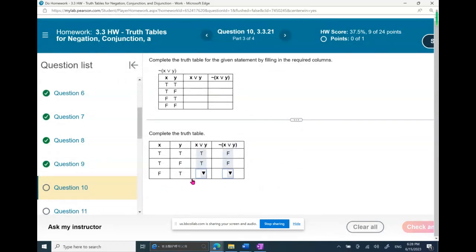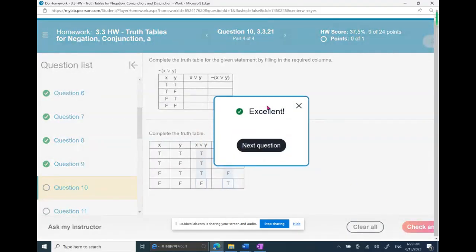Case 3. When the first component is false and the second component is true, the disjunction is still true, because at least one being true makes the disjunction true. And the negation is F. Last case: the disjunction is false, because both X and Y are false, right? For a disjunction to be false, both of the two components have to be false. So X or Y is false, and the negation is true. All right, any questions?